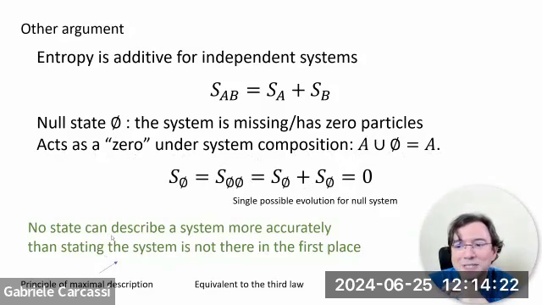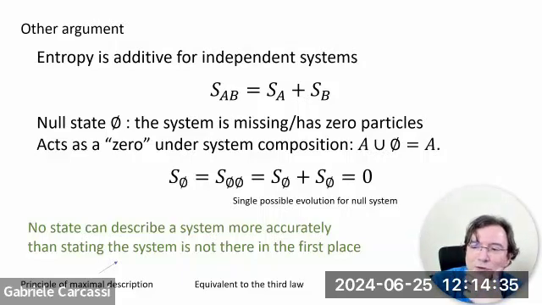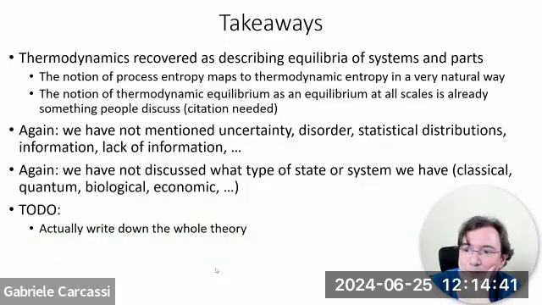Or another way to say it is that no state can describe a system more accurately than stating the system is not there, if you consider this entropy as sort of being related to information, because it's the number of evolutions. The fewer evolutions you get, the better. And again, this is going to be equivalent to the third law. This is going to be working the same.